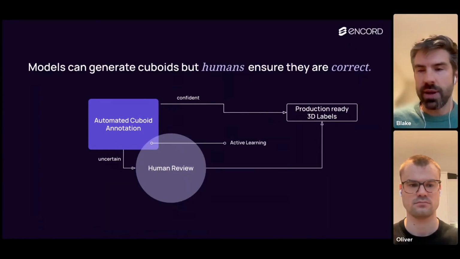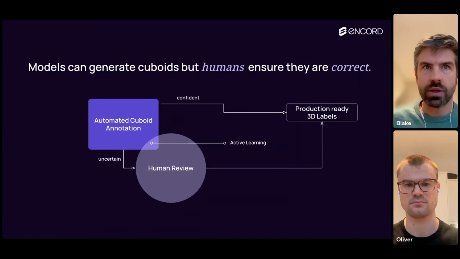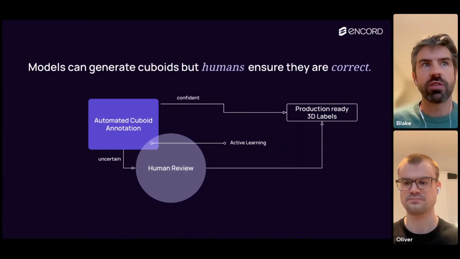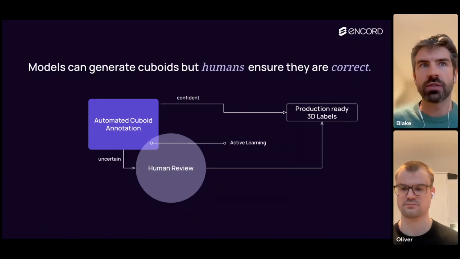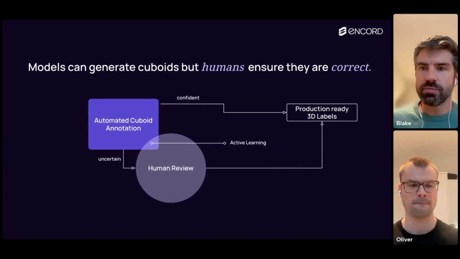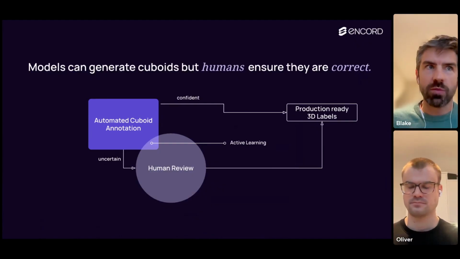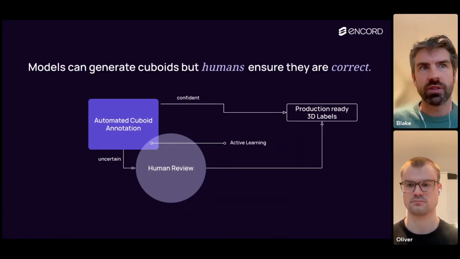You start with the automated cuboid annotation. Your model processes the LiDAR point cloud and generates 3D bounding boxes for all detected objects. Now the model, it's not perfect. Some of those cuboids will be highly confident, such as standard vehicles in clear conditions. They might be very well aligned, and those can flow directly toward production-ready labels with just a quick verification.